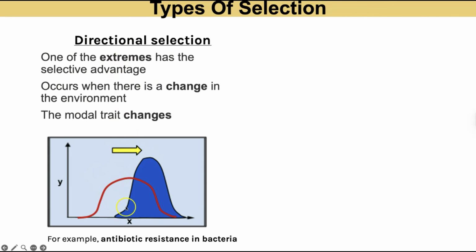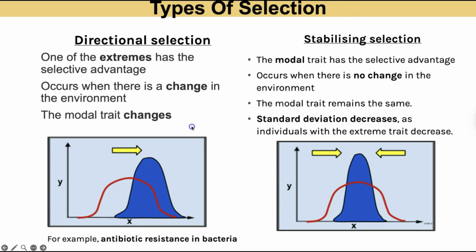The outcome is we see this shift from the original red line, showing us the original distribution of the different alleles in the population. Now we can see there's been a change in the allele frequency, because most individuals now have that extreme trait.